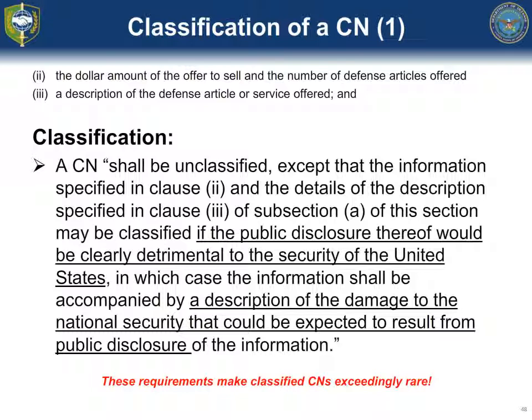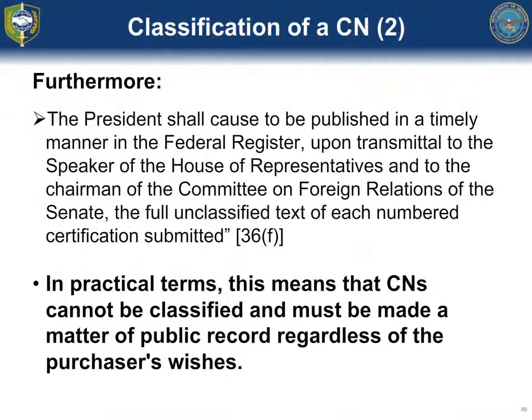So if your country is asking for a classified CN, let us know at DSCA, but the answer is almost certainly going to be it's not possible. It's also a requirement that the President will cause to be published in a timely manner in the Federal Register the full unclassified text. That means, again, we don't have to do a classified sensitivity of technology or offset report or the QME report, which is always classified. But in practical terms, again, CNs can't be classified. They must be made a matter of public record regardless of the purchaser's wishes.